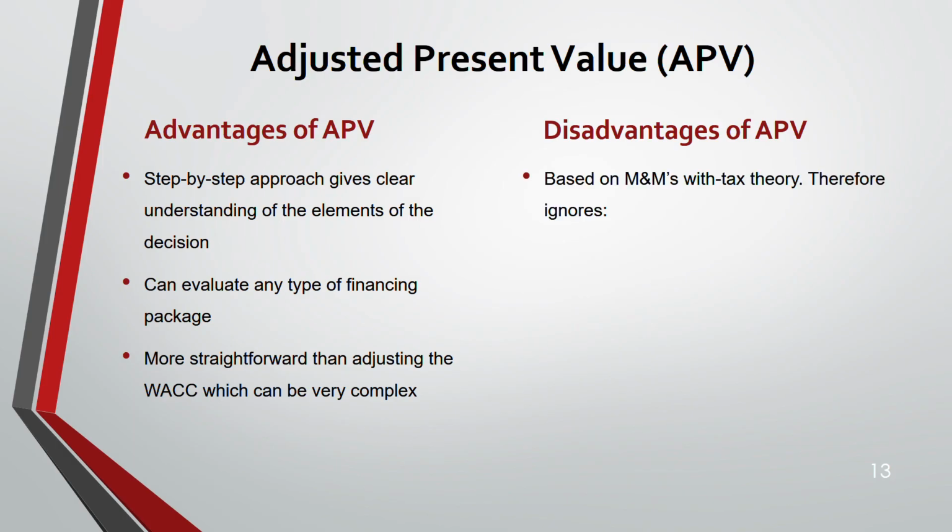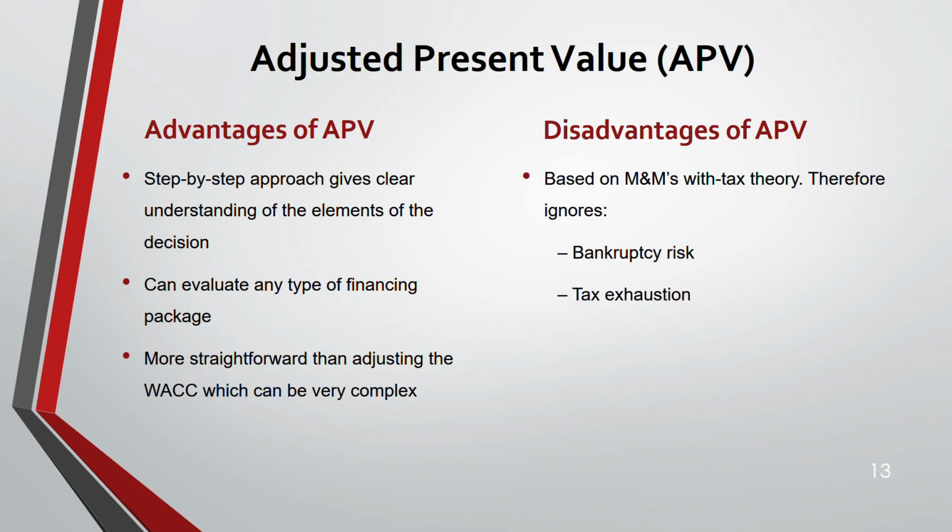Coming to the disadvantages. This is based on M&M with tax theory, Modigliani and Miller's tax theory. I'm assuming that you know what this theory is and you have not forgotten it. In case you forgot, you have to go back to my lecture and see this theory. Therefore it ignores certain things like bankruptcy risk. When you're going for an investment, especially in the financing, it is based on debt, right? But too much debt is not good. It can cause you to become bankrupt. Even though we say debt is beneficial because it is tax deductible, that is only up to a point; after that bankruptcy risk is there, which is ignored in this calculation.